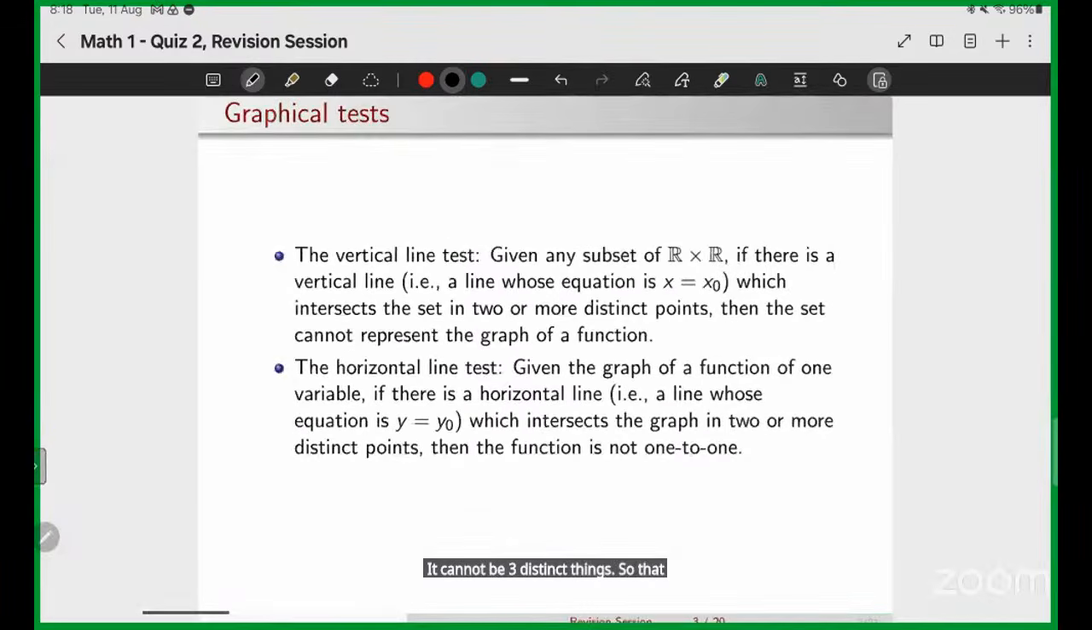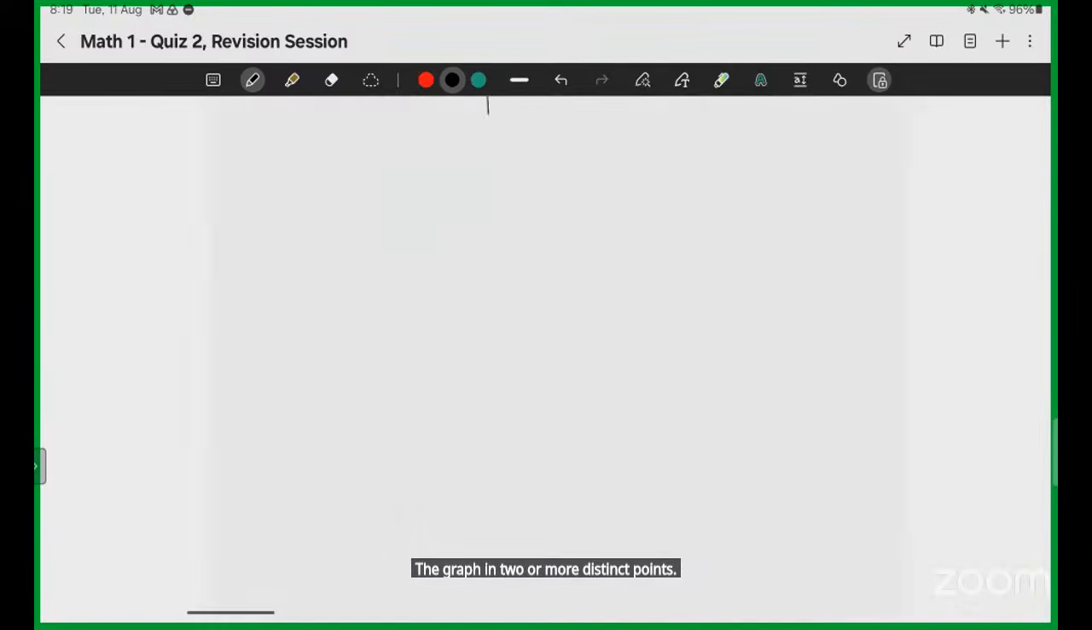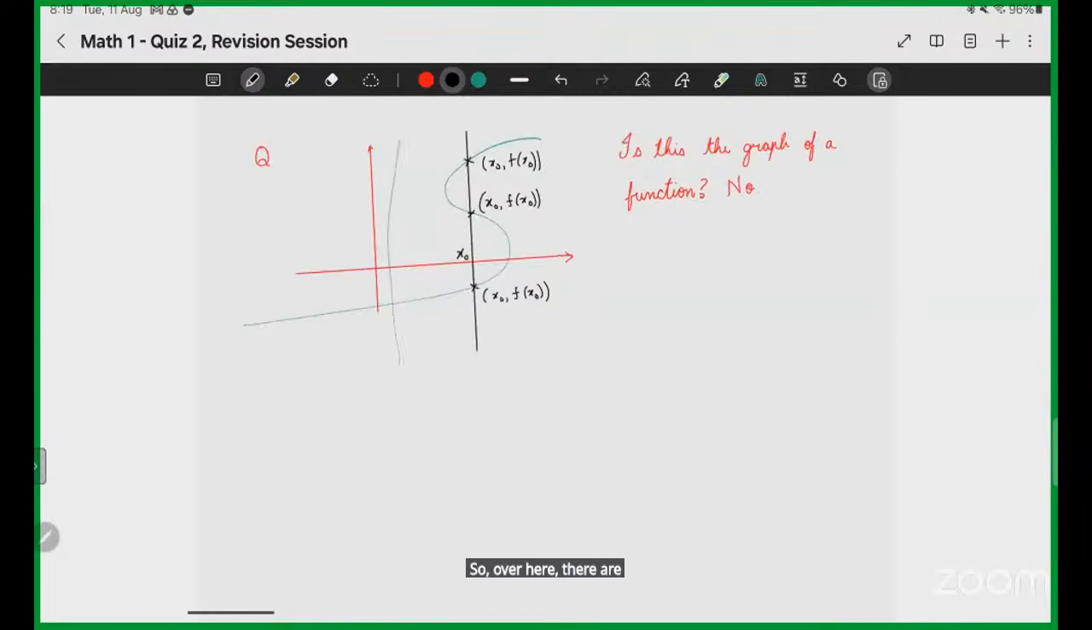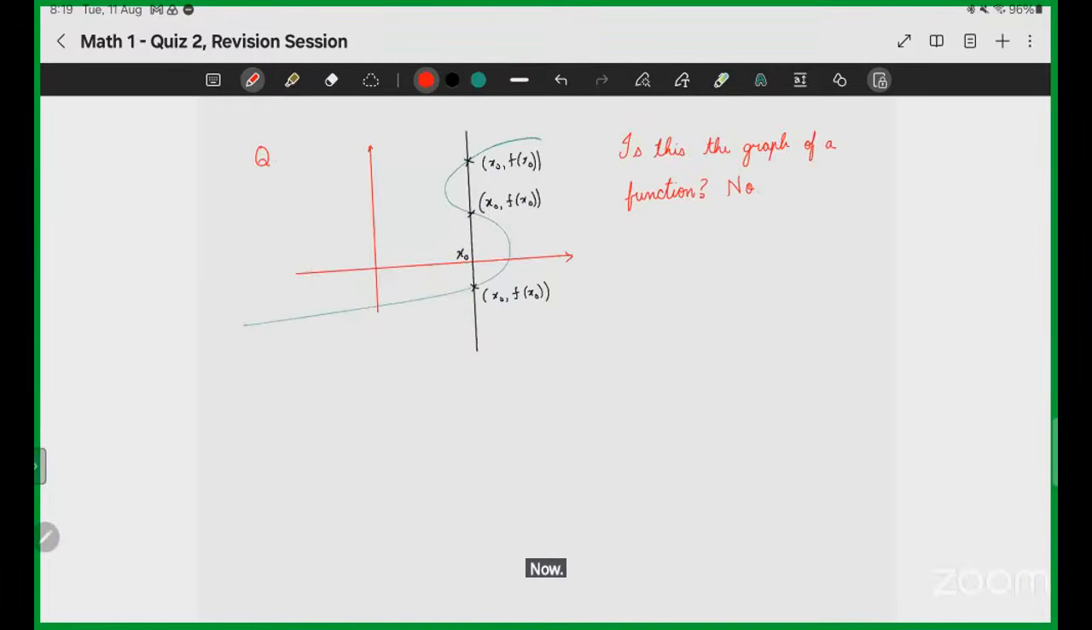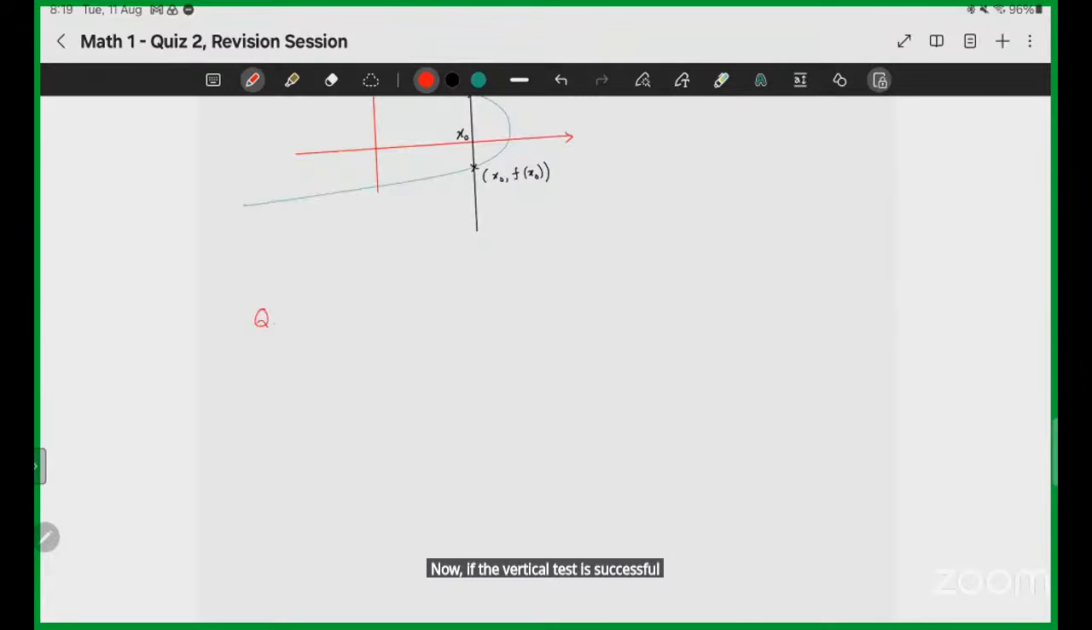So that's why we have the vertical line test, which says that given any subset, if there is a vertical line which intersects the graph in two or more distinct points, then this cannot be the graph of a function. Over here, there are vertical lines which intersect it only once, but that's not the thing. Even if there is one which intersects it multiple times, this cannot be the graph of a function. Now, if the vertical line test is successful, we can ask whether the function is one-one or not, injective or not. To do that, we will do something called the horizontal line test.